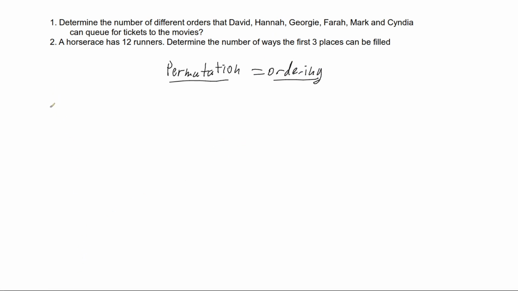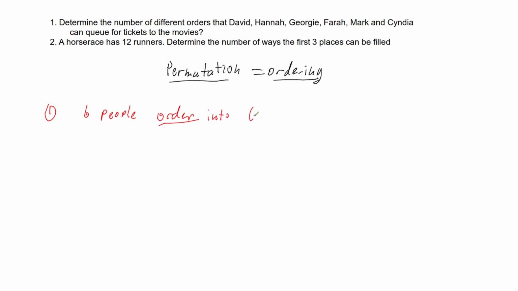So in my first problem, we've got 6 people, David, Hannah, Georgie, Farah, Mark, and Cynthia, which we're trying to order into 6 positions because we're going to try and fit them all into the queue. So because we're ordering them, we're trying to figure out how many different ways they can be ordered into these 6 positions. We're trying to do permutations.